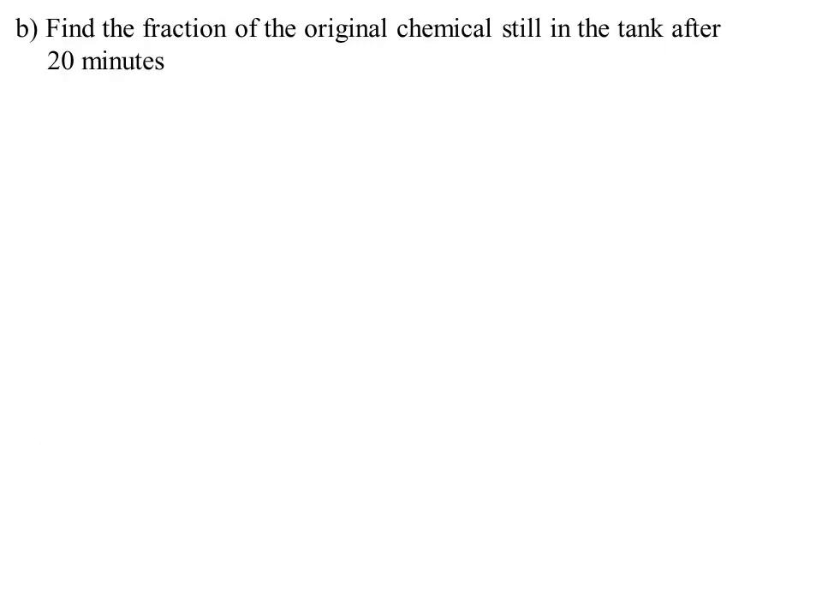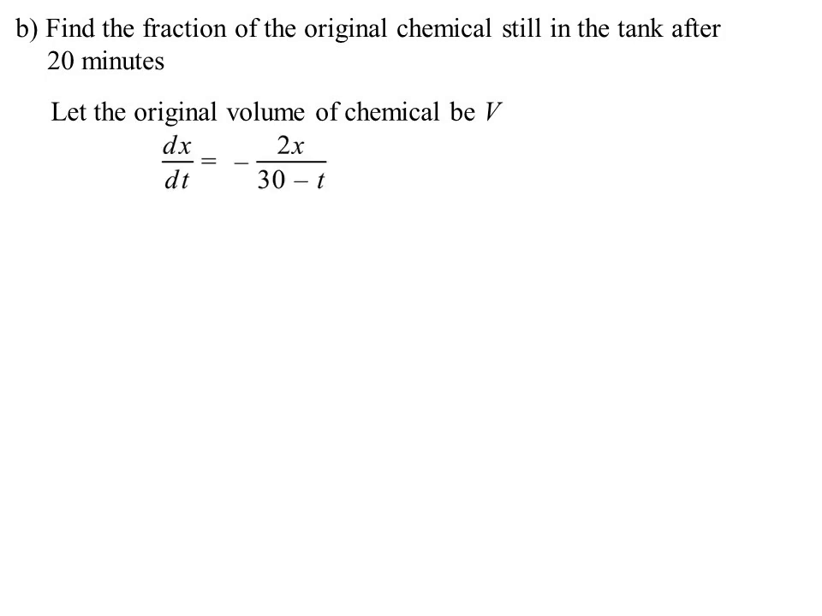So now they want us to use it. Find the fraction of the original chemical still in the tank after 20 minutes. So the original volume, we don't know what it is, I'm just going to call it V. We just worked out dx/dt is equal to that, or if we didn't work it out, they gave it to us anyway, so we can keep going on with the question. Separate out the variables. So at time 0, just what we've called V, we want to find that link between x and t, so we can use that formula to find our answer.